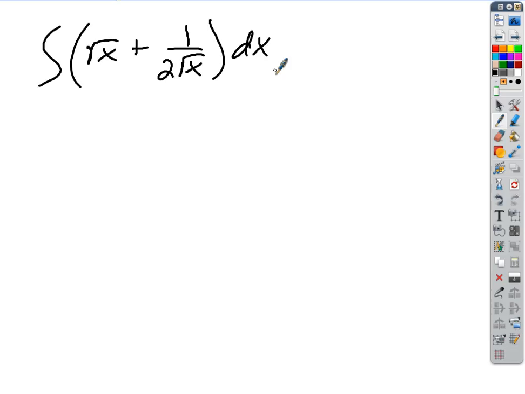Good question. Now, keep in mind that the antiderivative is just a derivative in reverse, right? And when we did derivatives, think about what the process was when we did a derivative.